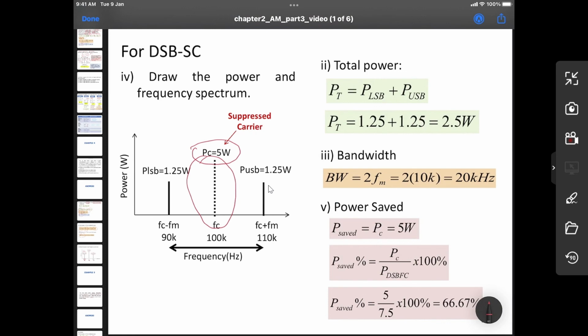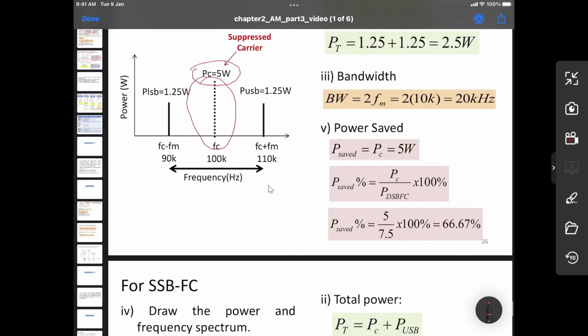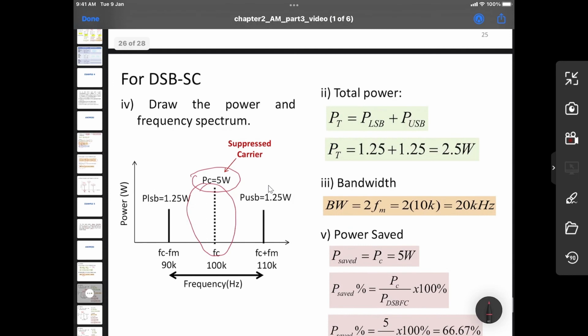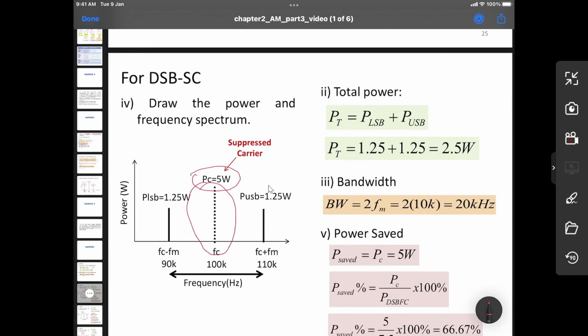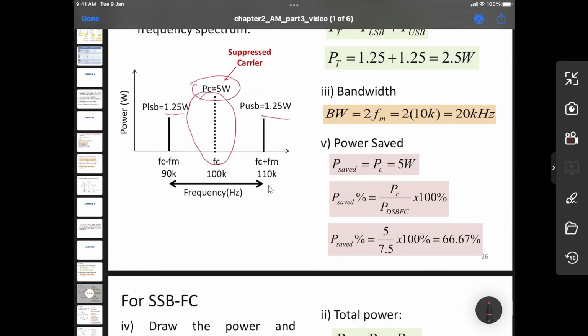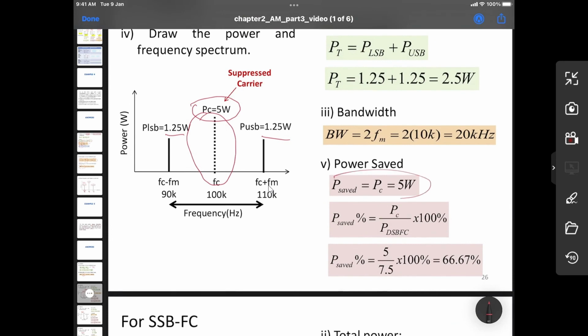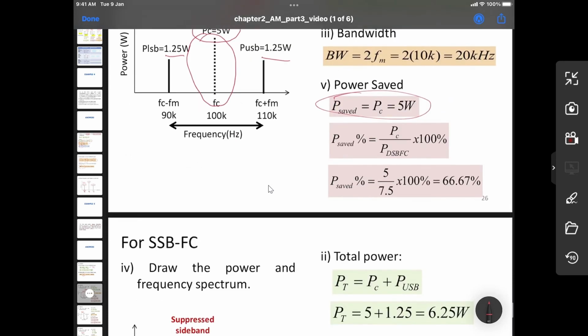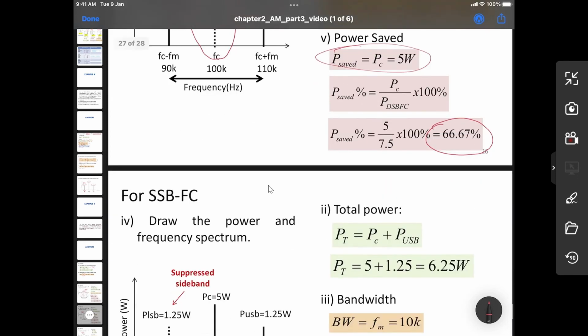Okay, the total power, just put it there, the total power is 125. So that is the planning. And then the power saved. Meaning that the one that you save is actually PC. You substitute into that equation, you can see how much you save here. So you save 66%. So very high, right? When you have double sideband, you just suppress the carrier, you get 66% saving.